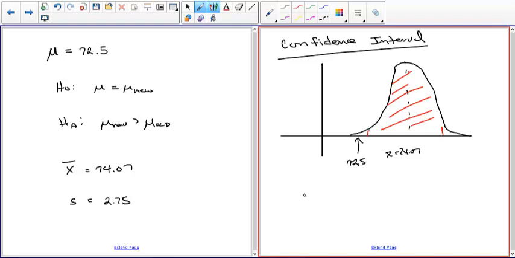If you remember what we did, we found the standard deviation of the sample mean by taking the sample standard deviation divided by the square root of n. Our sample standard deviation is 2.75. Our number of data points is 27. So get your calculator. 2.75 divided by the square root of 27 is 0.529.